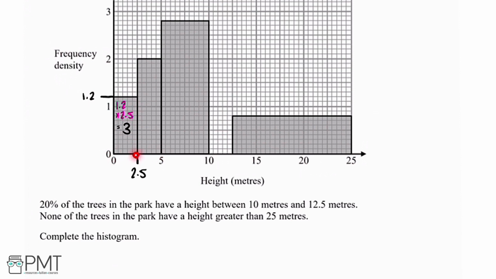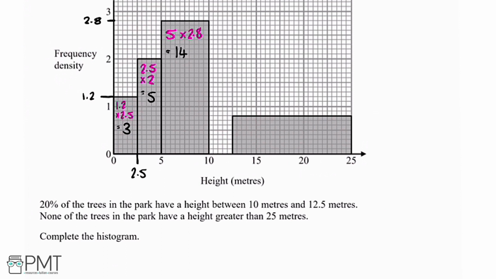So we're going to do the same with this one. Between 2.5 and 5, that's 2.5. So 2.5 multiplied by, and we go up to 2 on this one, giving us 5. On this one, between 5 and 10, okay, so that's 5. We're going to multiply by, we go up to this point here, which is 2.8. So we're going to multiply by 2.8, giving us 14 trees.